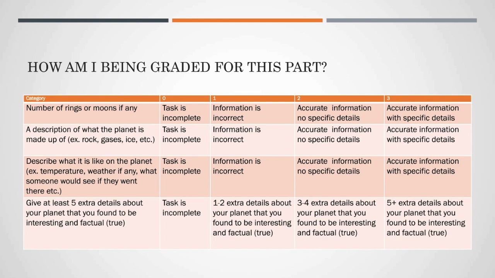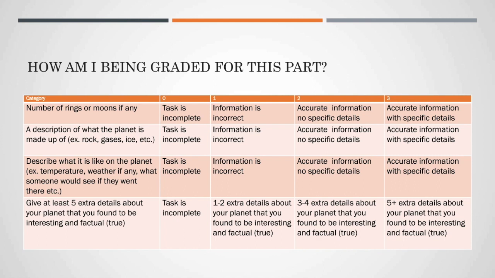Temperature. You told me what it rains there. Does it rain water? Probably not. Okay? Is there weather there? Tell me the types of weather that's there. What would somebody see? You use vivid details here. This will help you later. You give me 5 or more details that you found interesting about your planet that are factual and true.